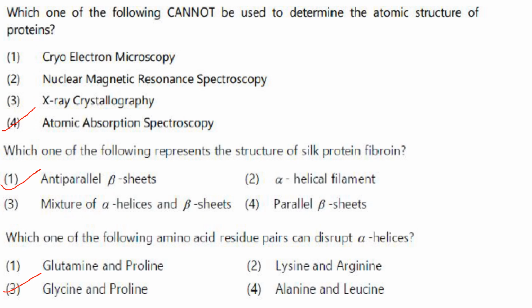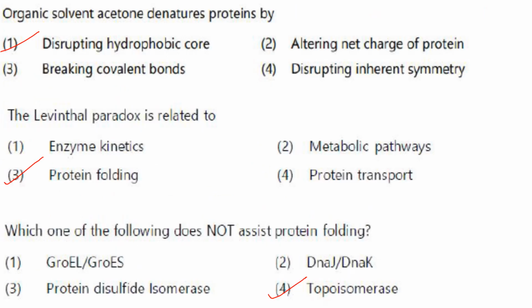Then which of the following represents the structure of silk protein fibroin? Silk protein fibroin is having anti-parallel beta sheets. Answer is option 1. Which of the following amino acid residues can disrupt alpha helices? It is glycine and proline. Answer is option 3.